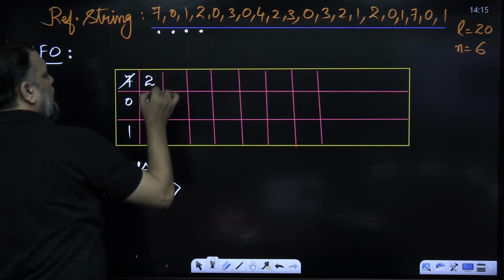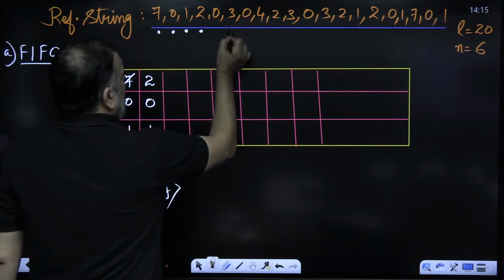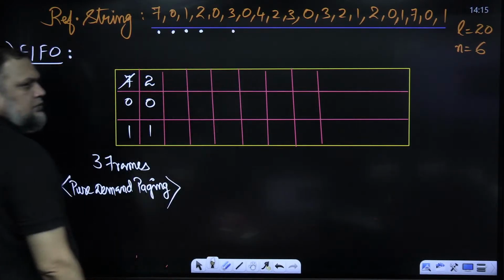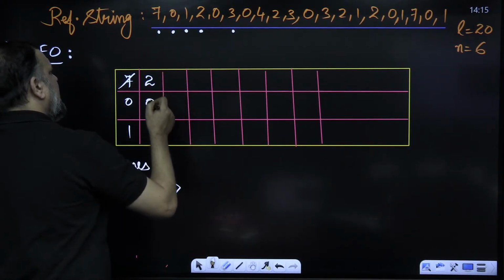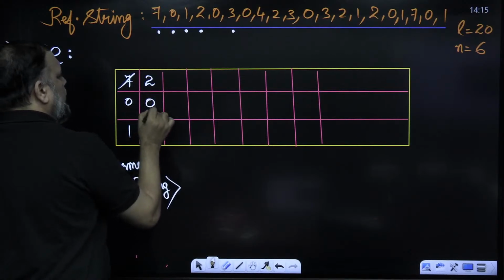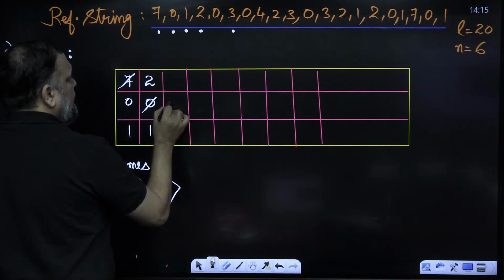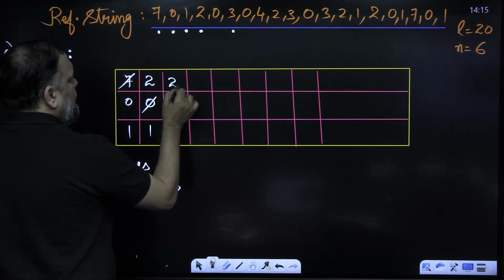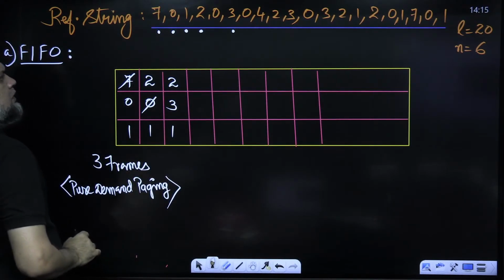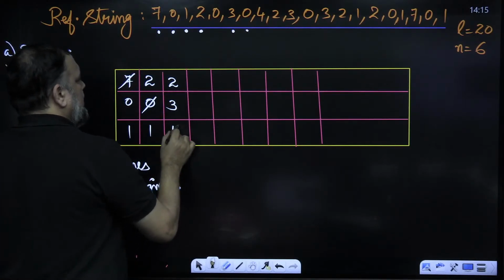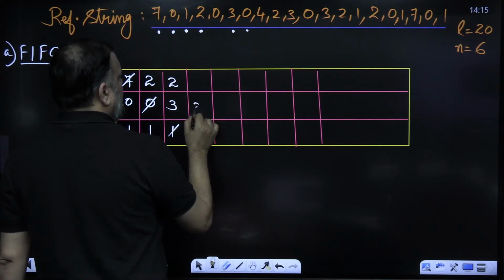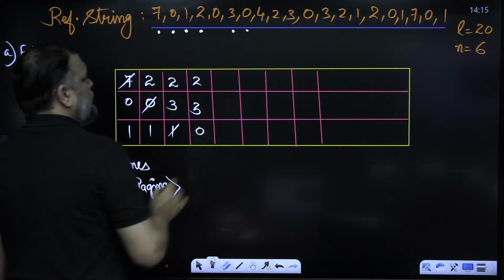Next, 0 is not going to cause a fault. 0 के बाद 3 will cause a fault. तो 3 के लिए कौन replace होगा? Among 2, 0, 1, 0 is the first one to come. So in place of 0, I am going to bring 3. 2, 3, 1. Then after that, 0 will again cause a fault. So who is the victim? Victim is 1. So in place of 1, I am going to bring 0. So now status is 2, 3, 0.